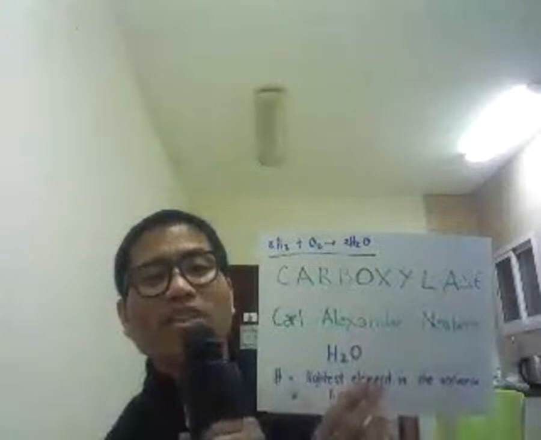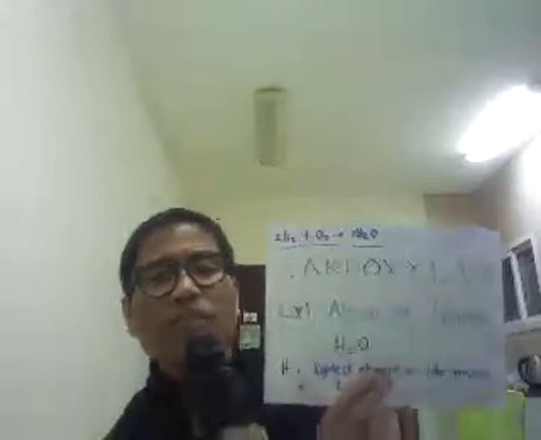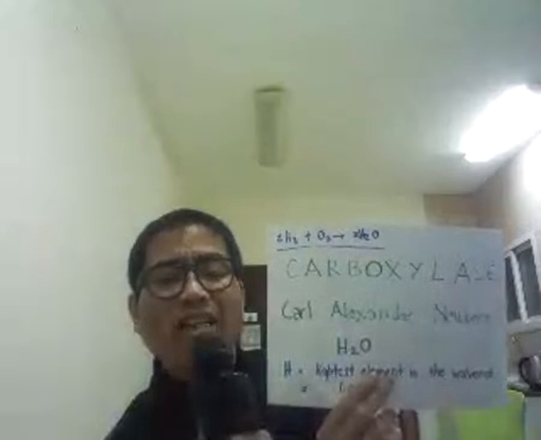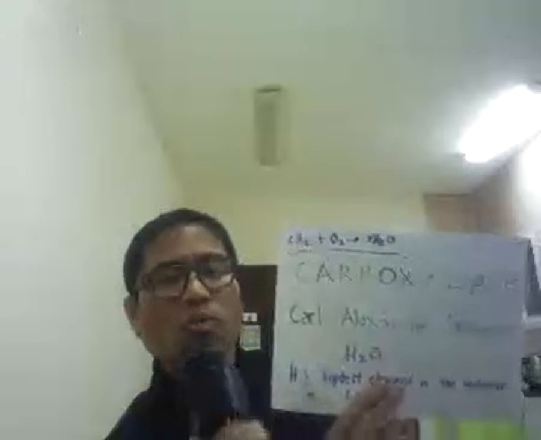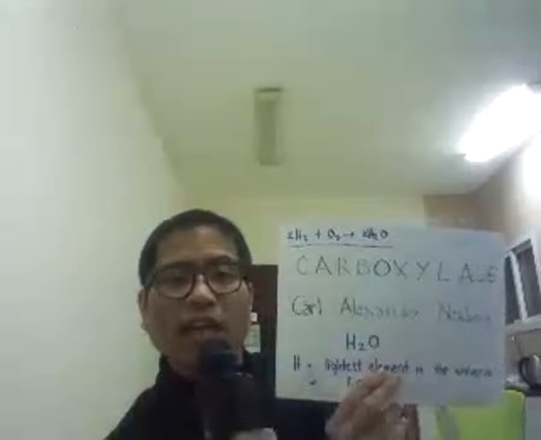You will only put H if you are referring to a single H atom, which is the H element only. In a chemical reaction, it will exist as a diatomic element already, which is H2. 2 stands for di. So this one is monoatomic H, because there's no subscript 2. So hydrogen is the lightest element in the universe. And now we go to oxygen.